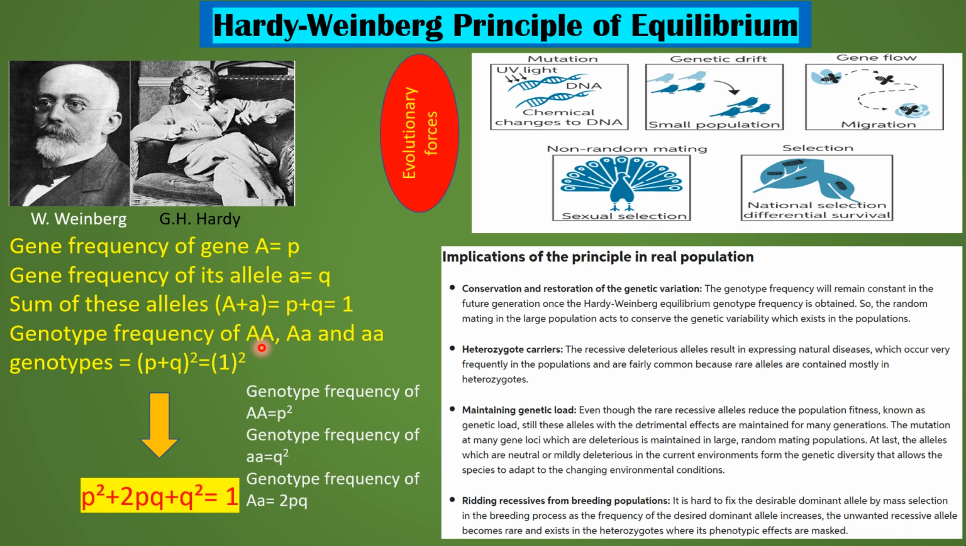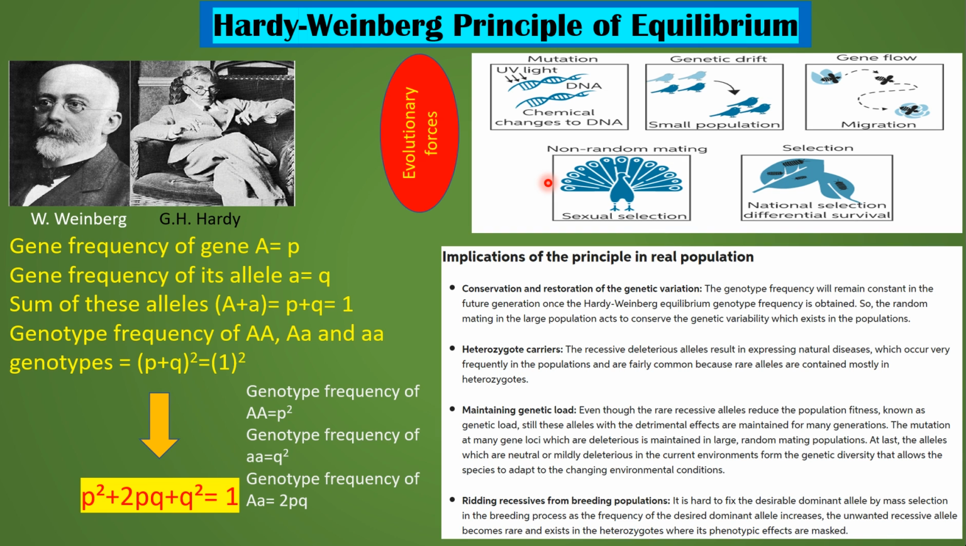The genotypic frequency of capital A capital A, capital A small a and small a small a genotypes is equal to (p plus q) whole square is equal to 1. That means p square plus 2pq plus q square is equal to 1. Here p square indicates the genotypic frequency of capital A capital A, 2pq represents the genotypic frequency of capital A small a, and q square represents the genotypic frequency of small a small a. So according to this principle, if a population is large, its individuals have random mating.